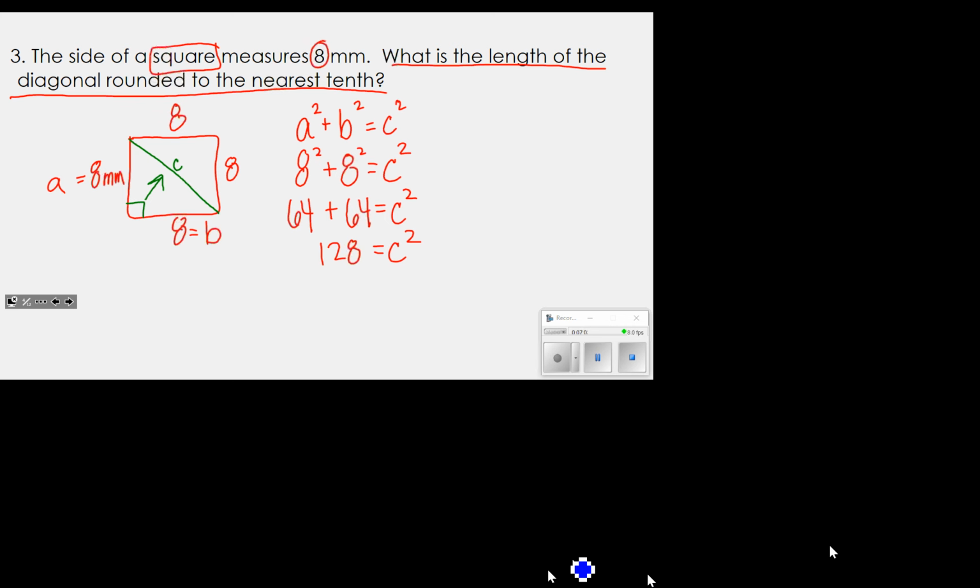So we have to take our cancel pen and do square root, and cancel. And the square root of 128 is approximately 11.3, and that is what C will equal. So we can have our answer as 11.3 millimeters.